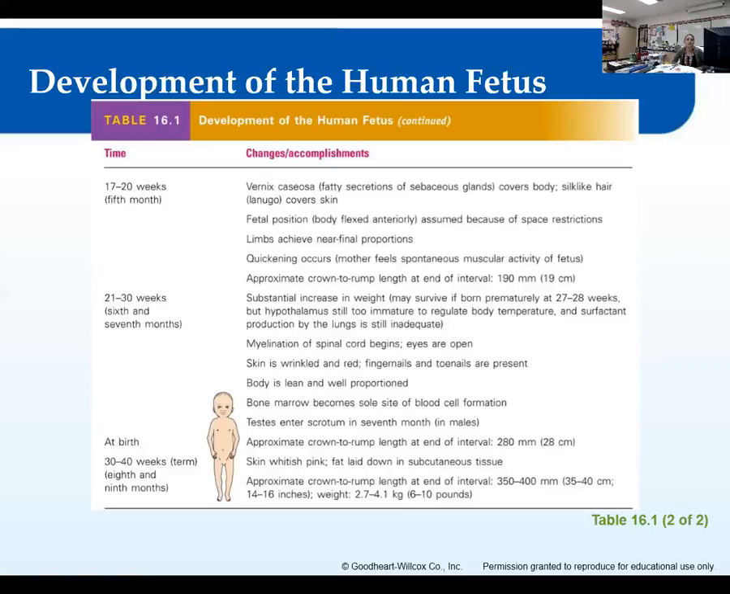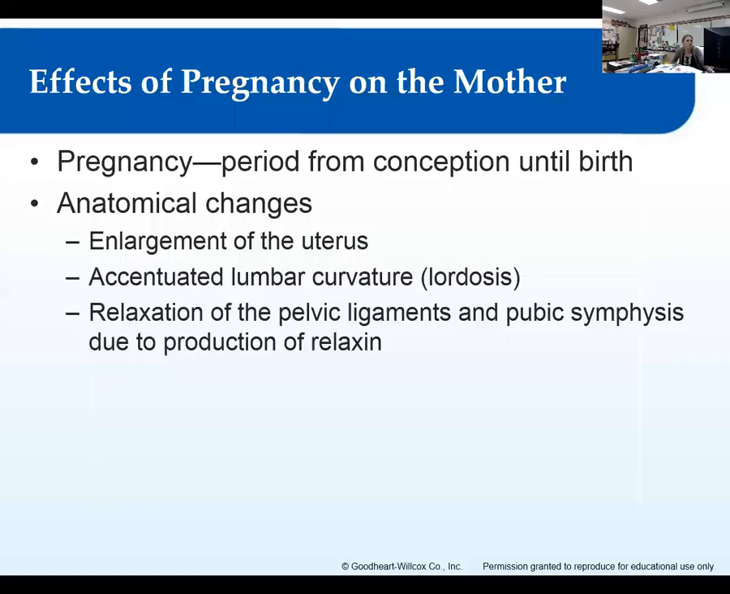Crown to rump length should be somewhere around, at the end of that interval, that 30 weeks, I guess it's saying, 28 centimeters. So at birth, skin is whitish pink, fat laid down, so you'll see some fat. They're still pretty thin usually. It just depends on the baby. And then crown to rump length at this point, 14 to 16 inches, or it could be bigger. Most babies I would think are more like 18-ish, 19.